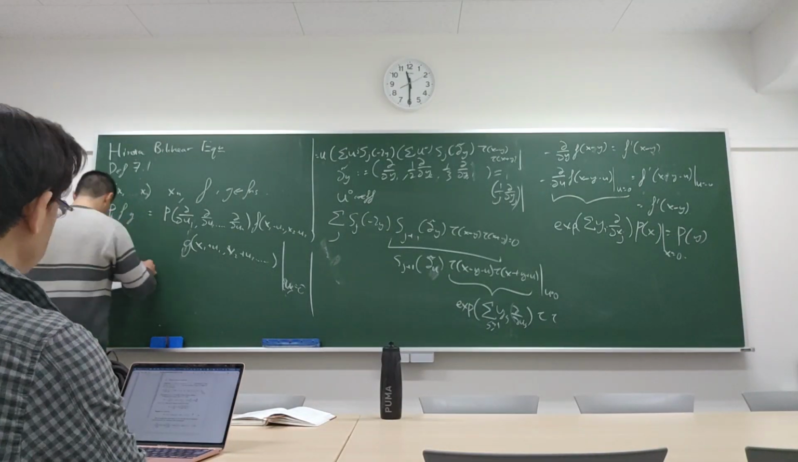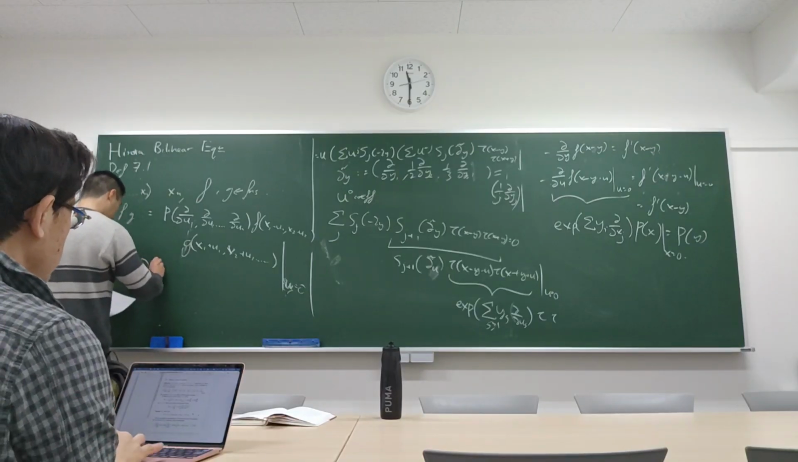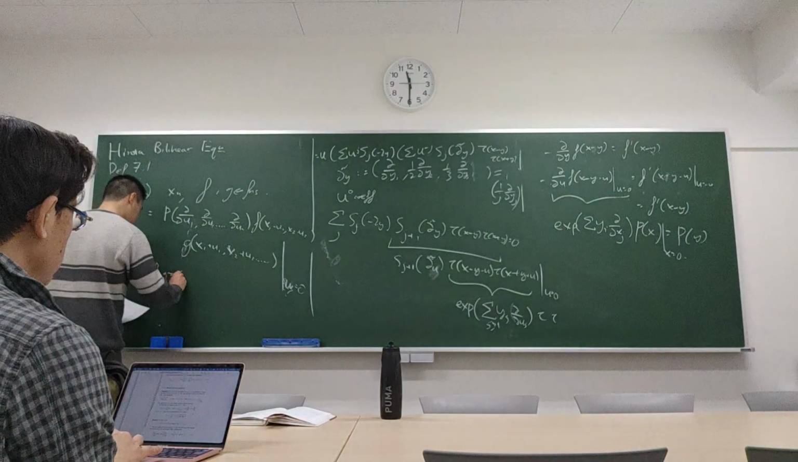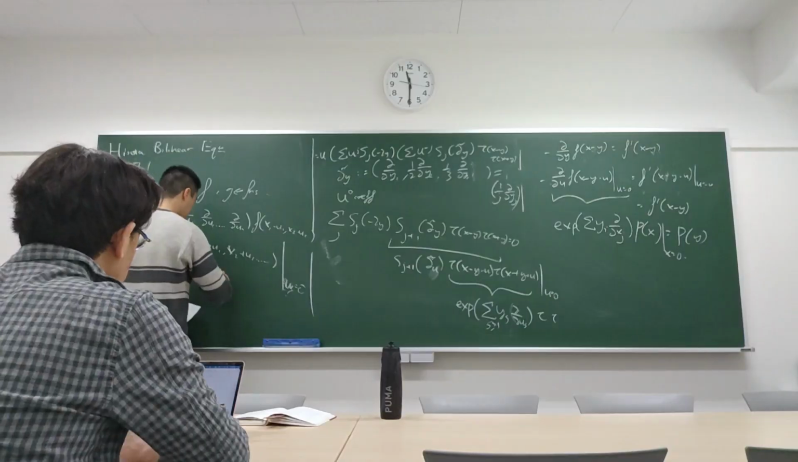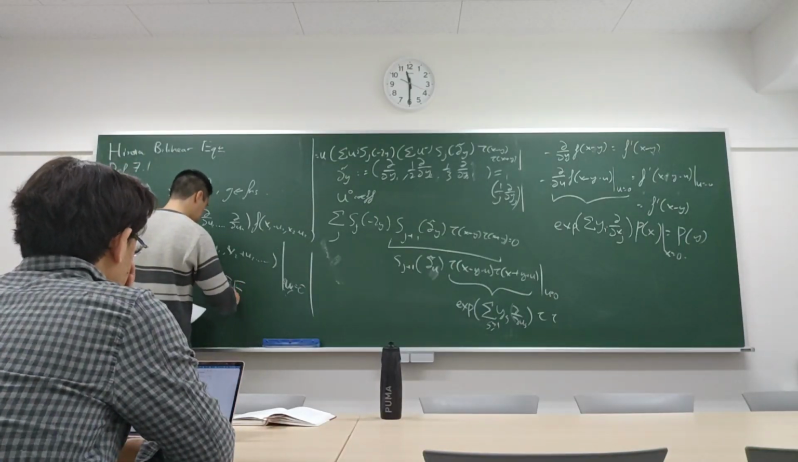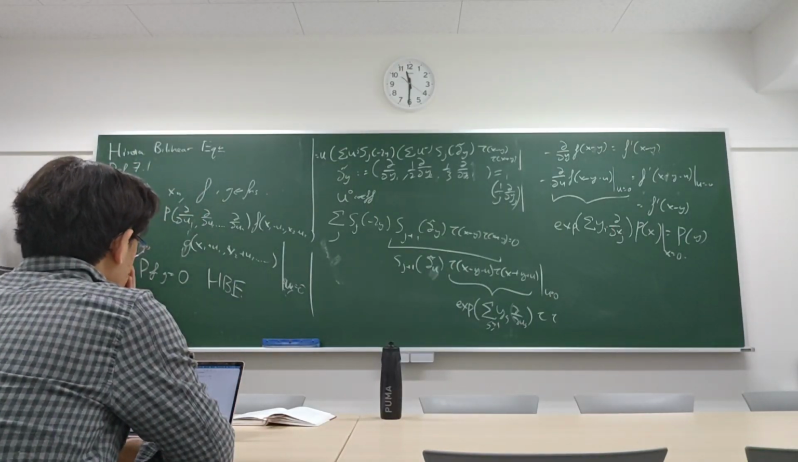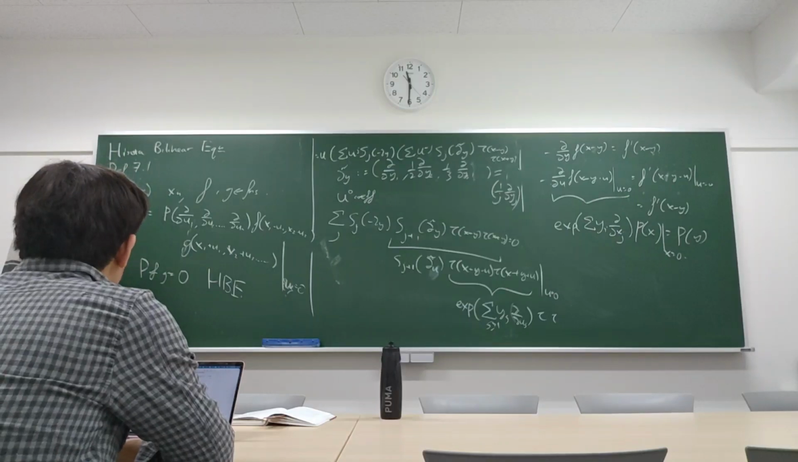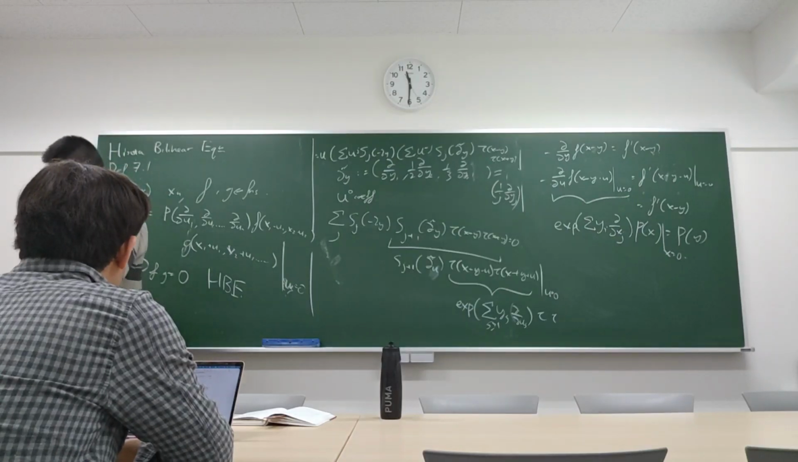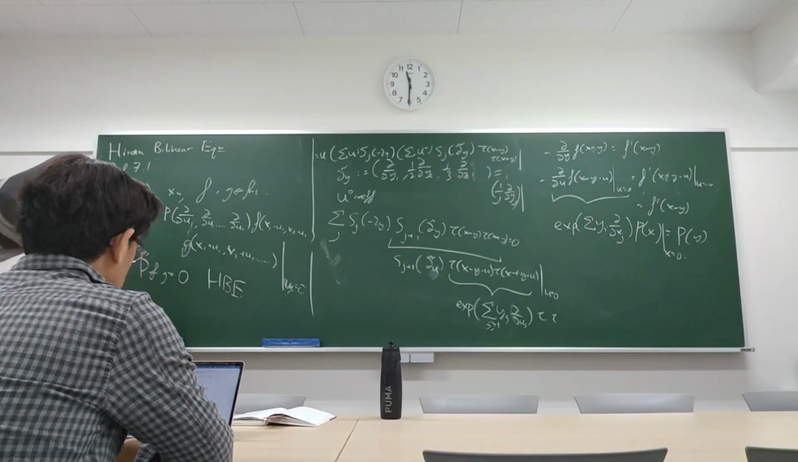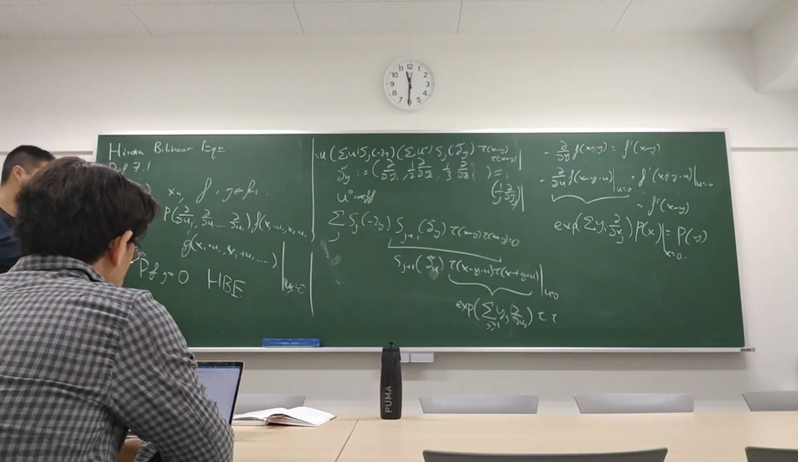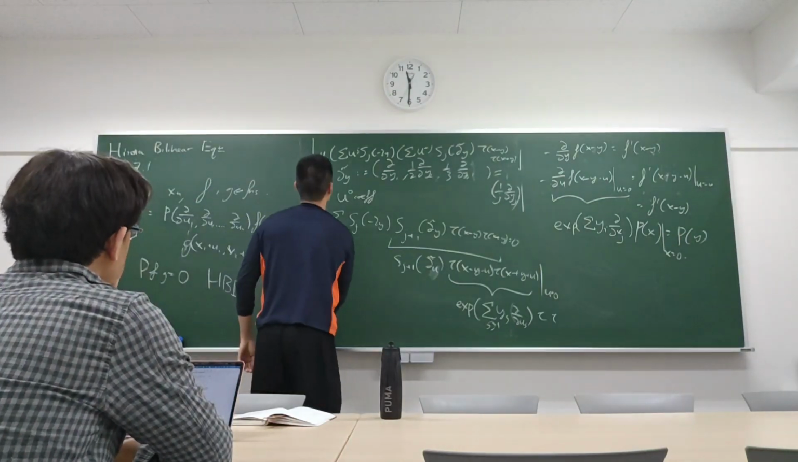So P(f dot g) is equal to 0. This is known as the Hirota bilinear equation. Now for some examples.